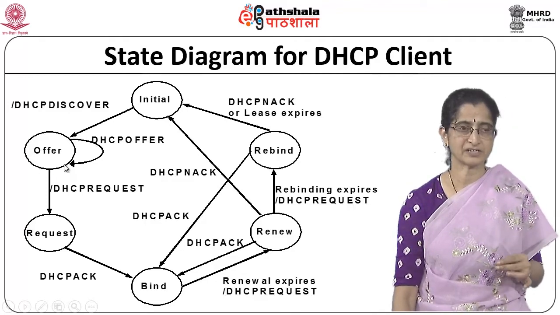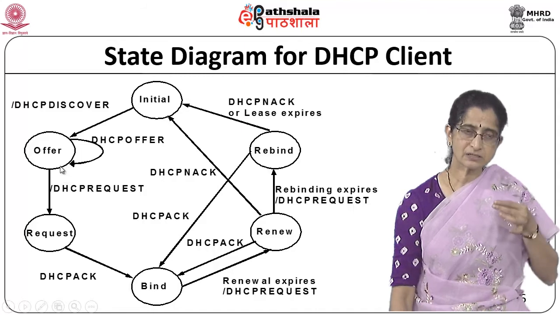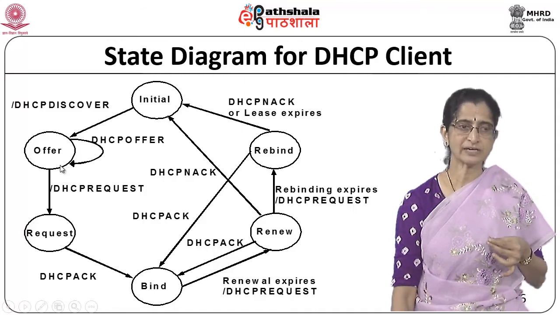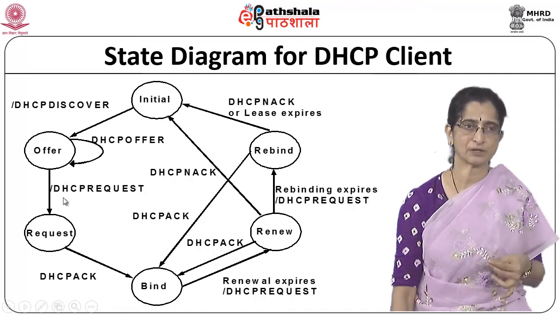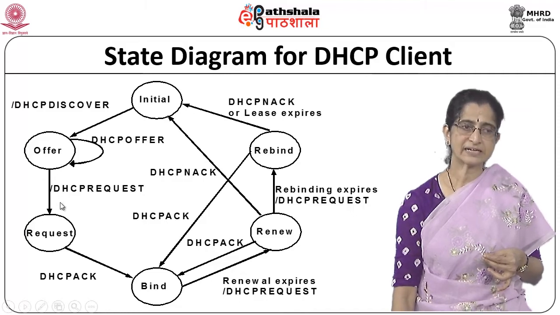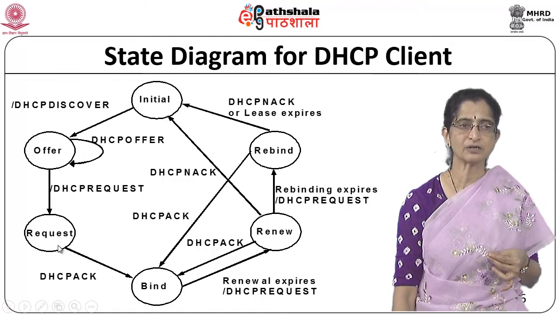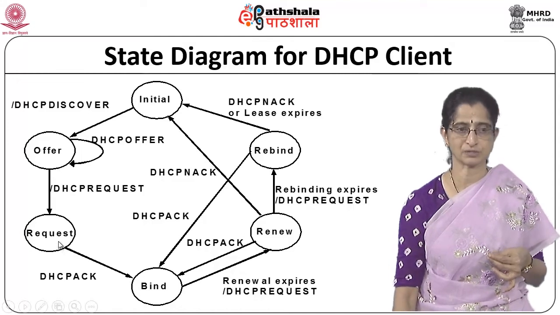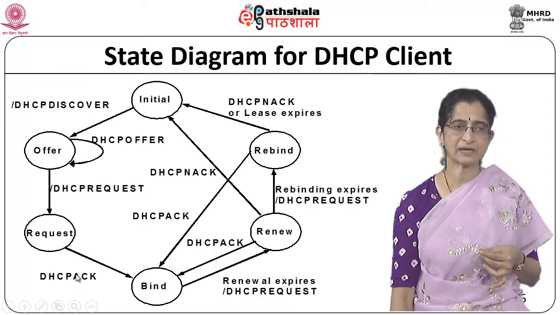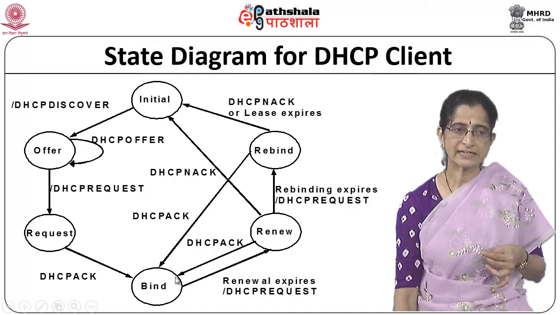So when it receives more than one offer, it can choose one of those offers, based on whatever criteria, and depending on which server it has chosen, it sends out a DHCP request to that particular server. Once that is sent, it goes into what's called a request state. In the request state, it has sent a request and is waiting for an acknowledgement to come.